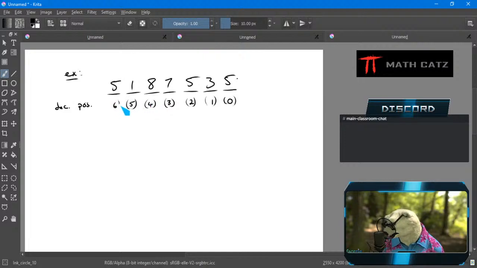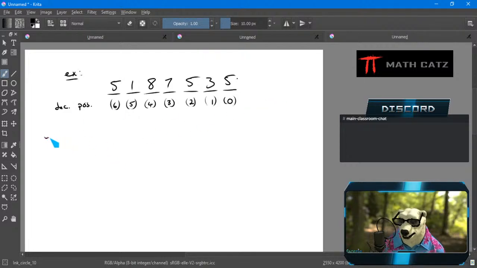5 and 6. Now, this isn't just random. This number fits the power of 10 that that place corresponds to. This is the hundreds place. 10 to the power of 2 is 100. Okay. I'm going to call that the decimal position.